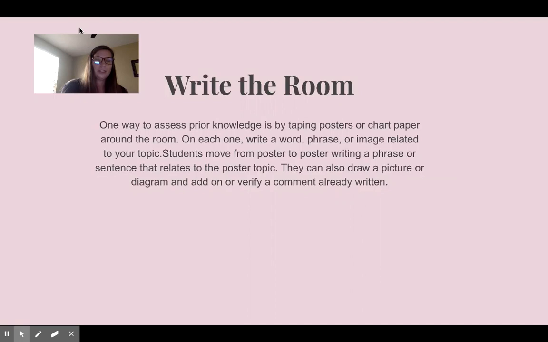So if my poster said triangle, I might walk up and write 3 sides. The next student might walk up and say, angles add to 180. Another student might say isosceles, equilateral, and right. A student can also put a check mark next to what somebody else wrote if they want to second that. If they want to add on an image, they can do that. So you just walk around the room adding on to the poster based on the word or phrase that's at the top. You can do this virtually too.